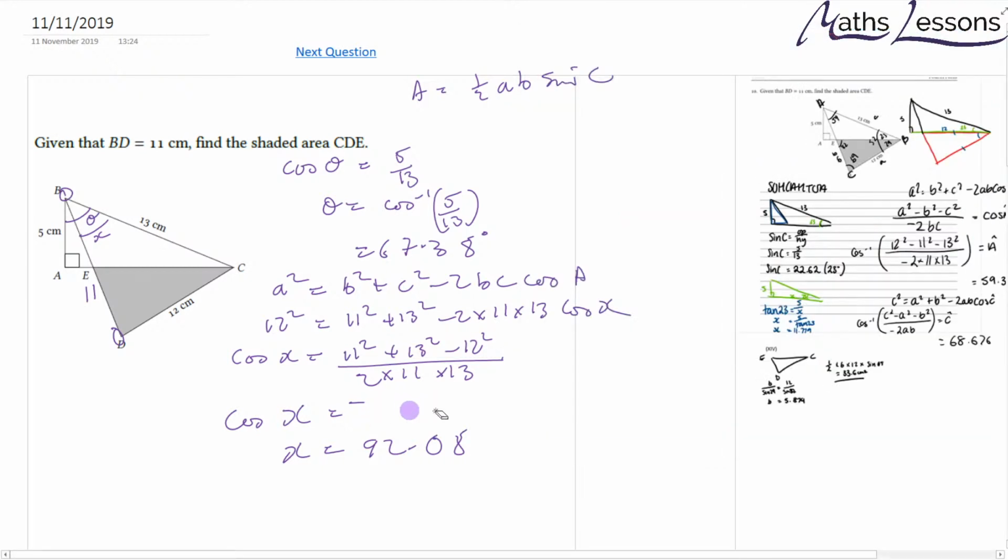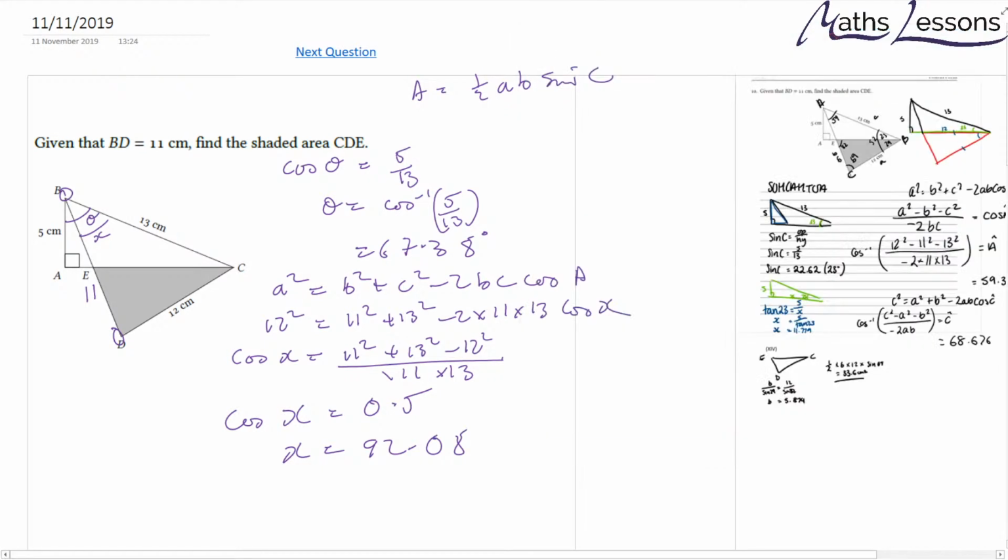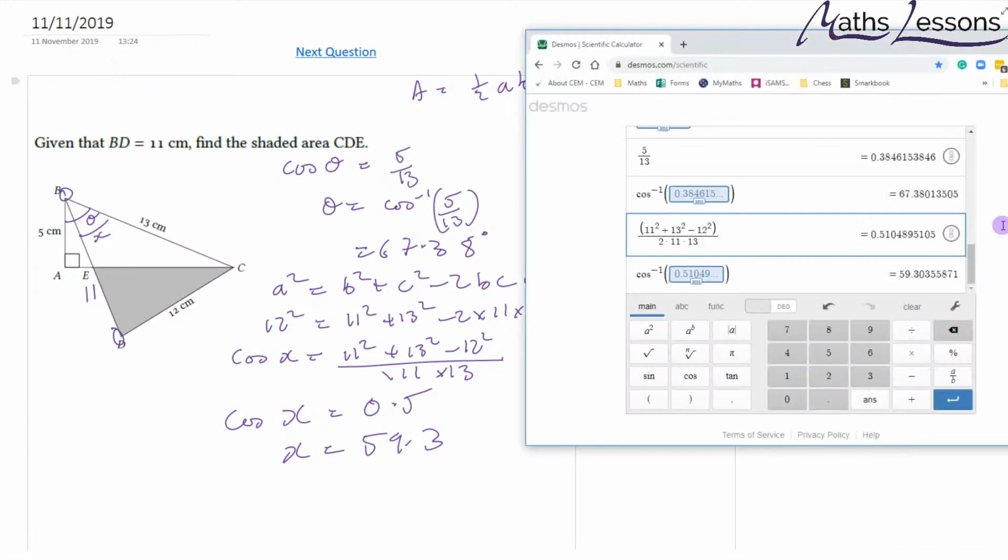Got about 0.5 for here. And then for the other one, I've got 59.3. Being able to spot where you make mistakes is quite important. Having that feel for the numbers and knowing that there was something wrong. 11, 12, 13 shouldn't come out close to 90. It should be coming out closer to 60 because it's not far off being equilateral. So I've got my x, 59, and I've got my theta, 67 degrees.